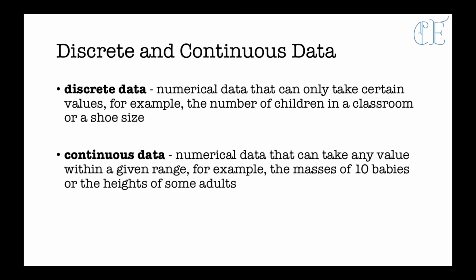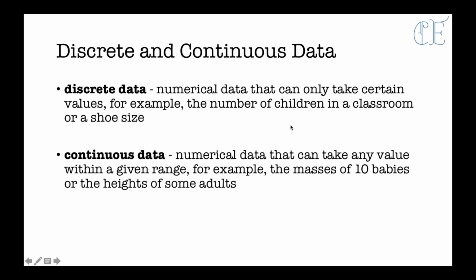Anyway, sorry, I digress. And continuous data is numerical data, again, numbers, that can take any value within a given range. So, for example, the masses of 10 babies, so that just means the weight. So a weight could be any value. It's not just a whole number. It could be 10.5 or whatever. Or the height of some adults. So again, if you put 2 or 3 adults together, you might get 18 feet. You've got some really tall adults. And they're all 6 foot. Just easy math.